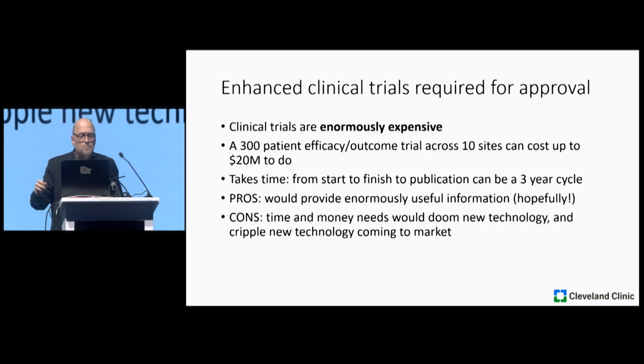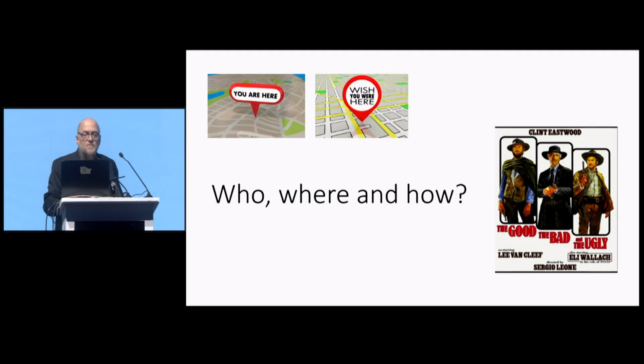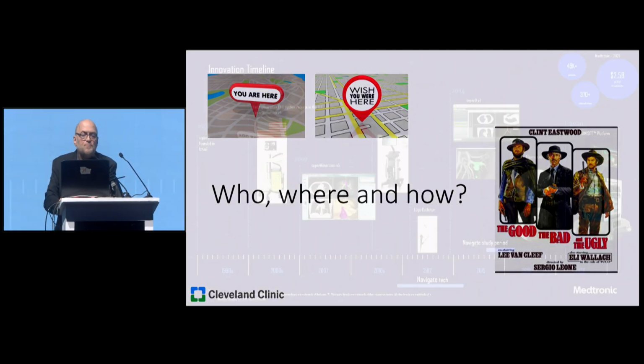It's too much. What about pragmatic cost efficacy trials? Well, they're certainly easier to do, and may cost less, but for cost to be less, the device would need to be commercially available. So we kind of are repeating ourselves, right? The data certainly wouldn't be as robust. Clinical endpoints are very difficult to define. And by the time it's done, systems are already purchased, they're already out there, they're already being used. So what's the point of doing the study in the first place? Who would do them, right? Where would we do them? How would we do these trials?